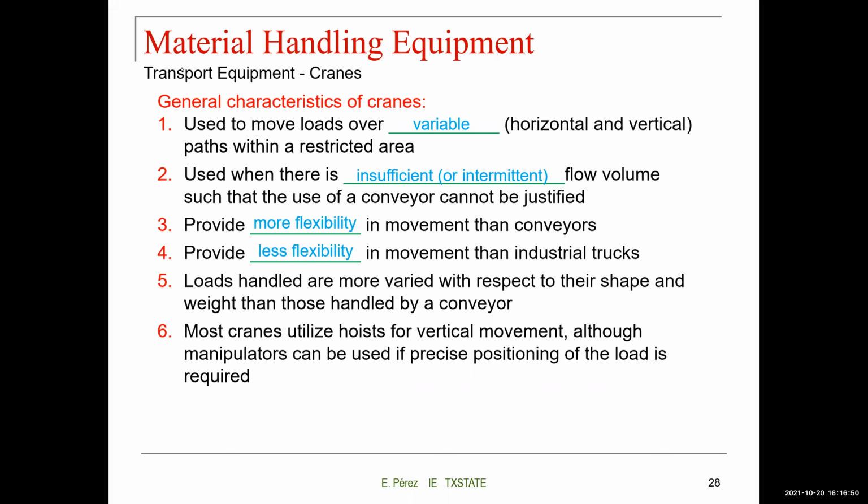So conveyors, again, are high volume, fixed path. You want to go from point A to point B. If you need more flexibility, then you can transition to a crane or to an industrial truck. The second level will be the crane. Loads handled are more varied with respect to their shape and weight than those handled by a conveyor. Most cranes utilize hoists for vertical movement, although manipulators can be used if precise positioning of the load is required.